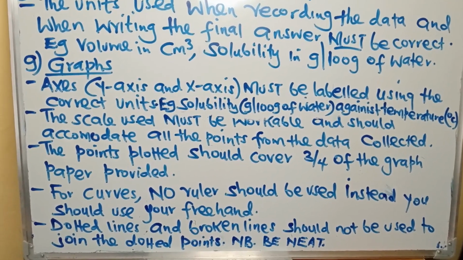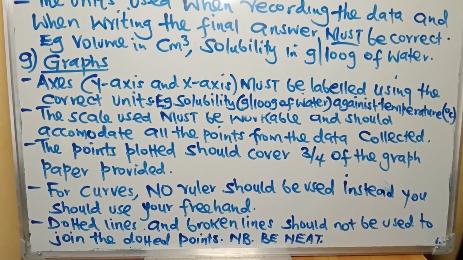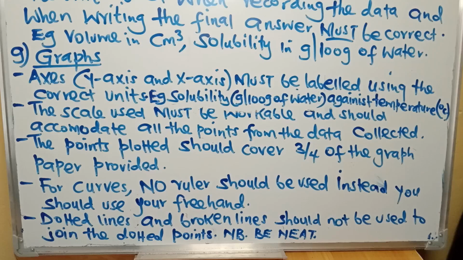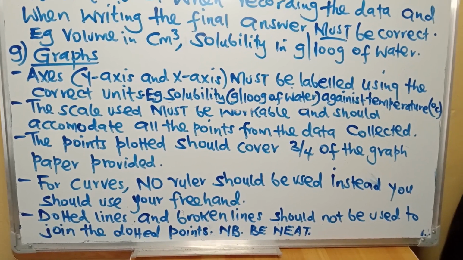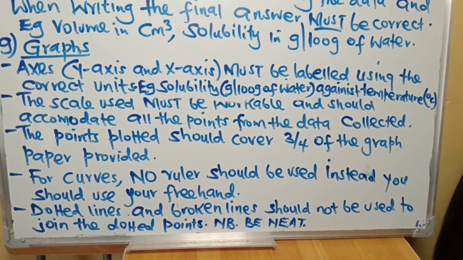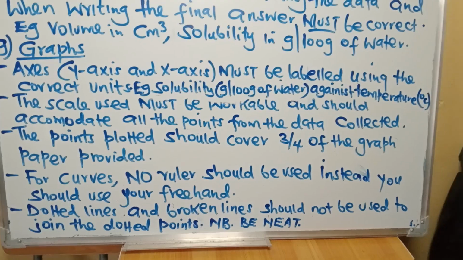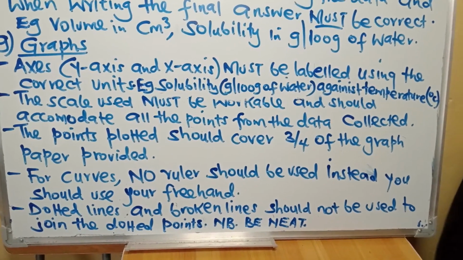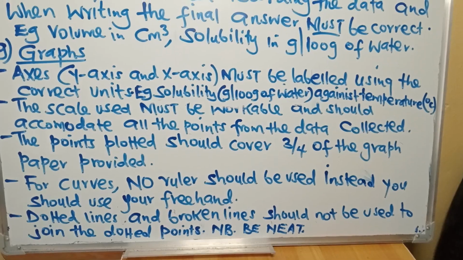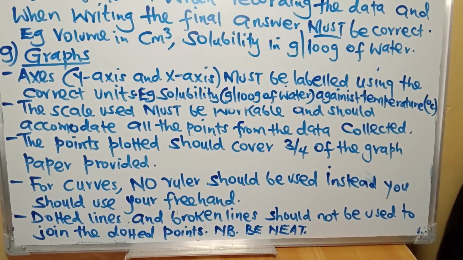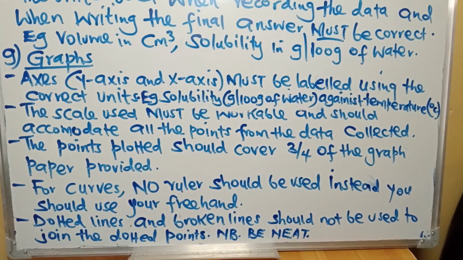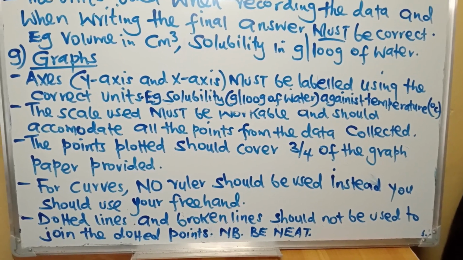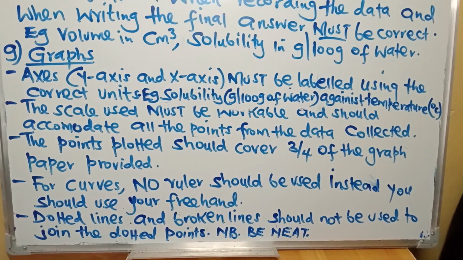Dotted lines and broken lines should not be used to join the plotted points. The word there is plotted, not dotted. So do not use dotted lines. Instead, if it is a curve, use free hand and join all the points. If the graph that you are drawing is to give you a straight line, then for that one you can use a ruler to join the points, because then a straight line is needed.